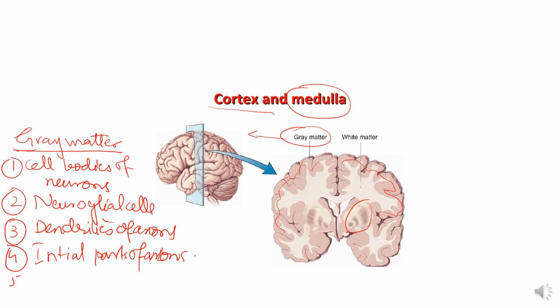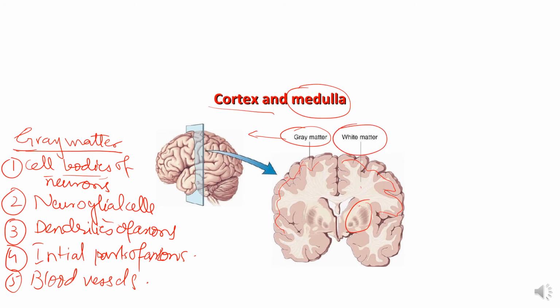And number 5 is the blood vessels. So due to the presence of the cell bodies which contain the nuclei and the blood vessels, this area appears darker as compared to the medulla. Now medulla consists of white matter.